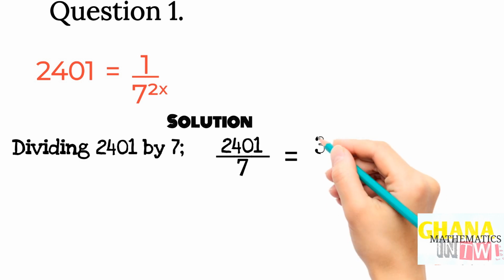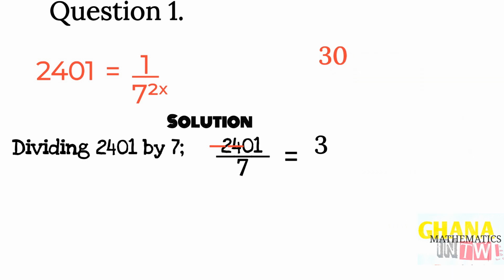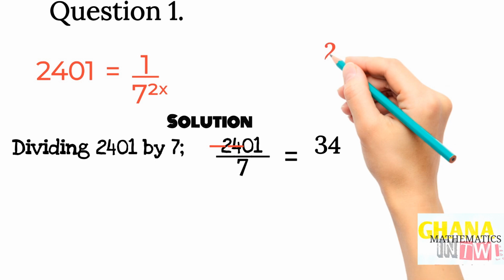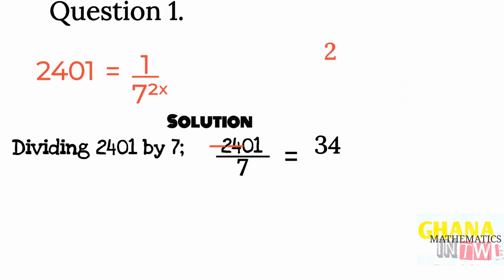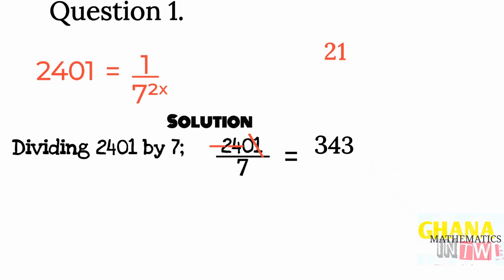By dividing, we take it one after the other. 7 into 24 is 3, remainder 3. I'll add the 0 between the 4 and the 1 to the 3 to become 30. 7 into 30 is 4, because 7 times 4 is 28. 30 minus 28 is 2. So I have the 2 here, but I have to attach it to the 1 in 2401, to become 21. And now 7 must go into 21. 7 times 3 is 21. I can clearly see that 7 times 343 will give me the same answer as 2401.